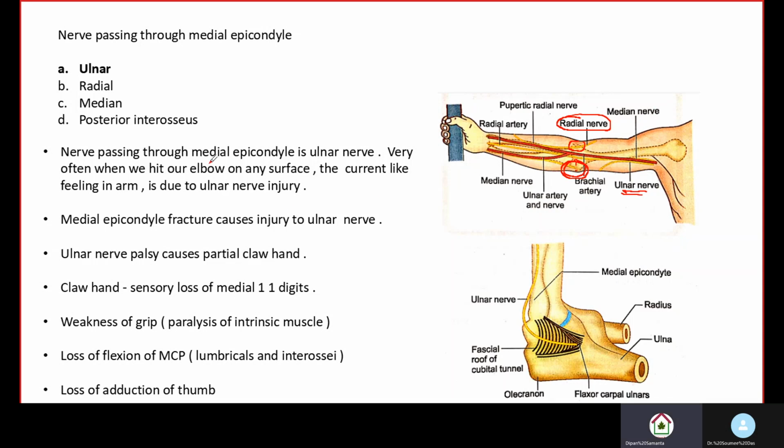So now passing through the medial epicondyle is the ulnar nerve. We can see in the picture. So when we hit our elbow on any surface, the current-like feeling in the arm is due to ulnar nerve injury. Medial epicondyle fracture causes injury to the ulnar nerve, obviously. Ulnar nerve palsy causes partial claw hand. Very important. Partial claw hand, sensory loss of medial elements.